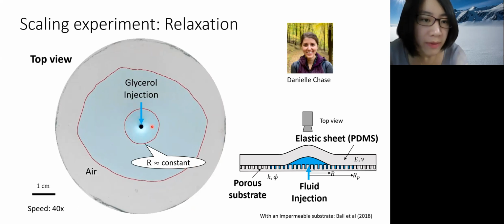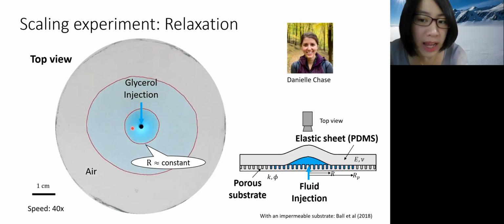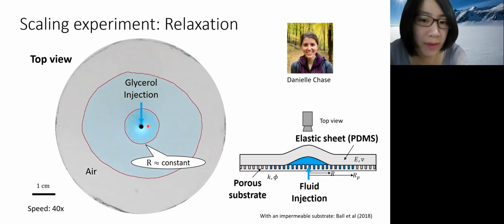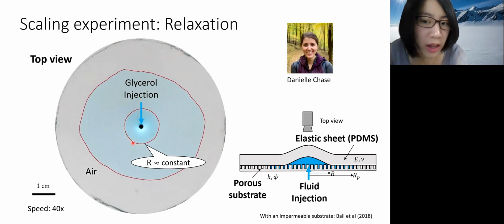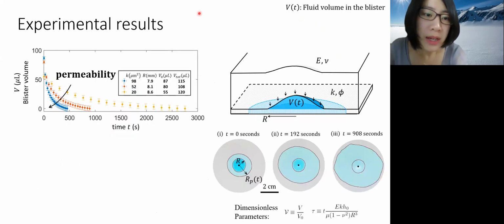Let's see the video again. Yeah, the radius is roughly constant. And we see that the elastic relaxation drives the fluid in the blister to permeate through the porous substrate. So the benefit of the experiment is that we can control the permeability of the porous substrate.